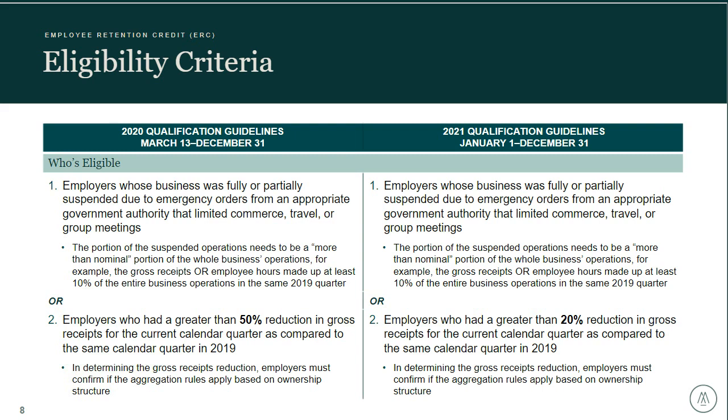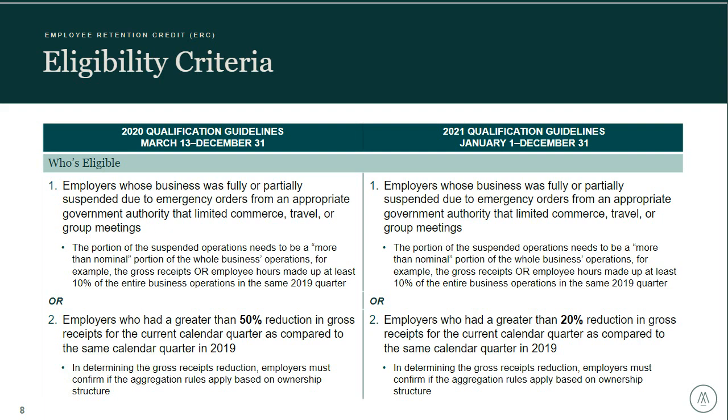The other test is if your business saw a significant decline in quarterly gross receipts. And in 2020, a significant decline was defined as 50%. And so you would need to see a 50% decline in quarterly gross receipts compared to the same quarter in 2019. And in 2021, that was reduced to a 20% decline. So it became a little bit easier to meet that test for 2021.